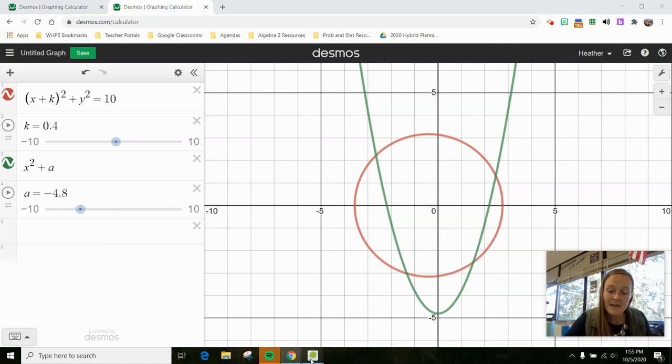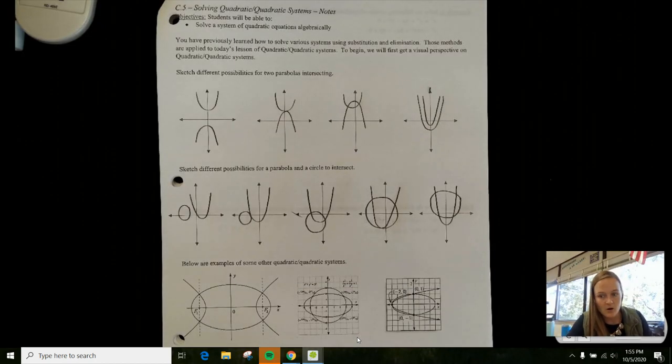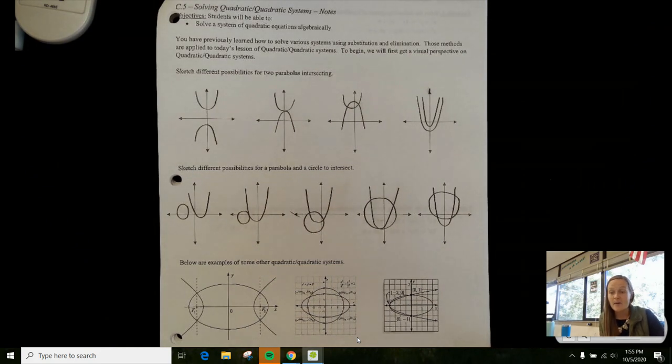So going back to my notes page, here are all my drawings. Some circles better than others. So we are going to be looking at potentially four different solutions to some of the systems we're going to look at today. So I'm going to solve one of these for you, talk about some strategies, and you'll do more in class with your teacher.